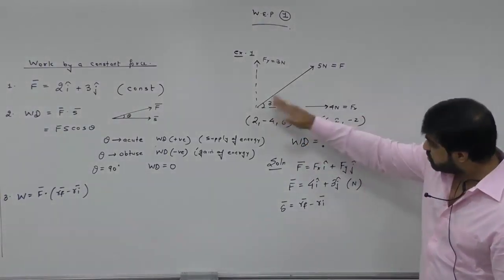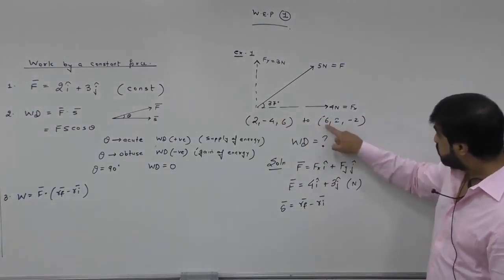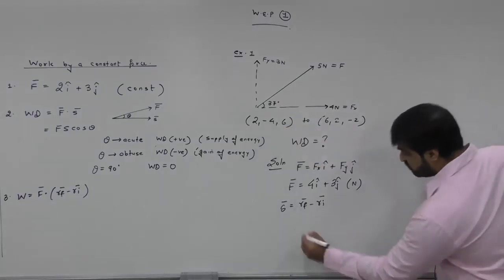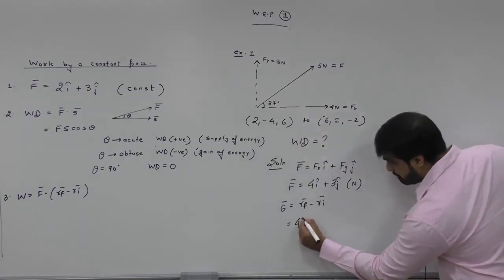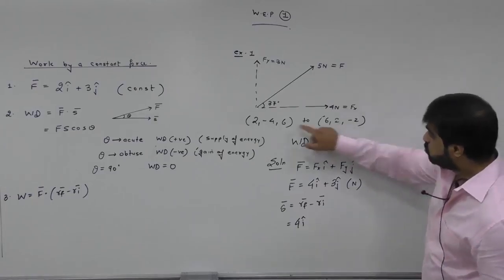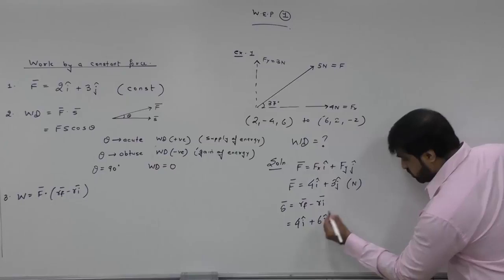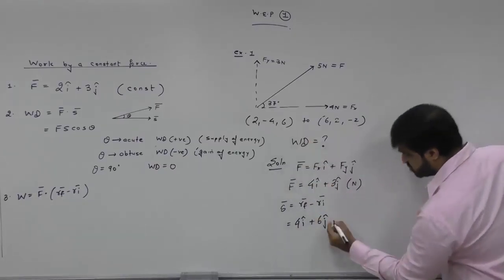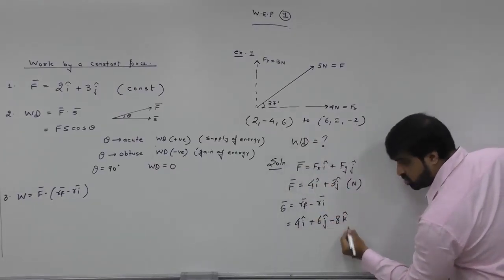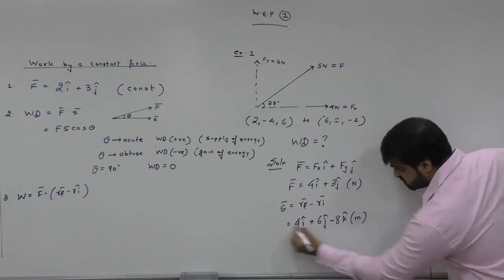Can I subtract this from this so I'll get S bar directly? What is 6 minus 2? 4, so it will be 4 I cap. 2 minus 4 will become 6 j cap. And minus 2 minus 6 will become minus 8 k cap. Correct or wrong? This answer will be in meters. This is your S bar.